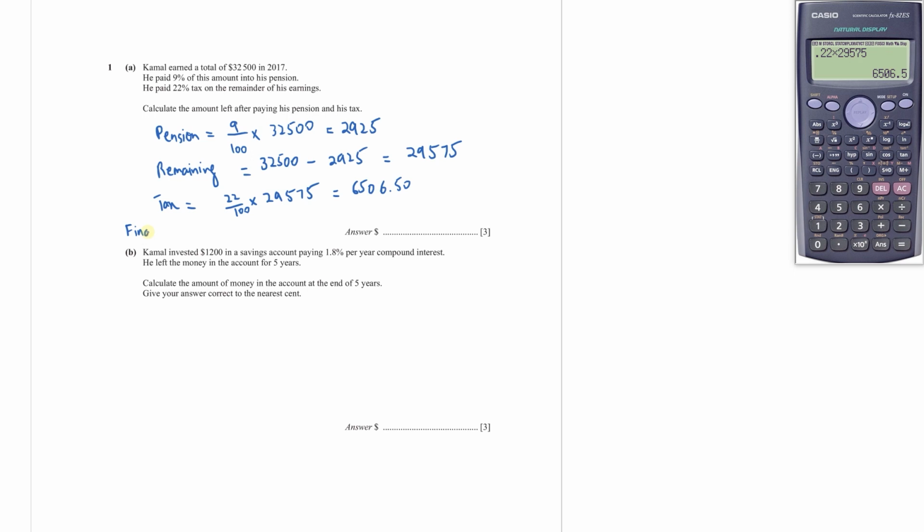So the final amount left will be 29,575, which was left after pension, minus the tax, 6,506.50. So this is $23,068.50.